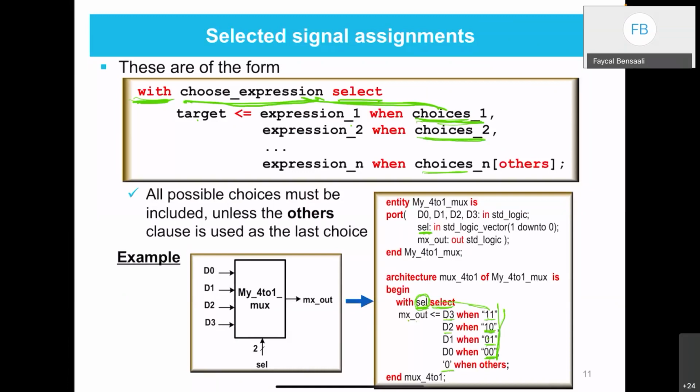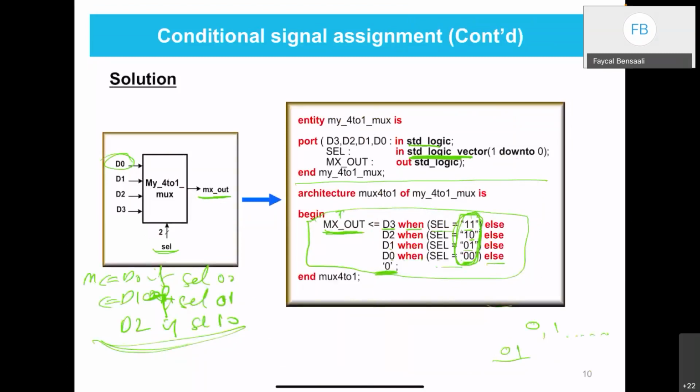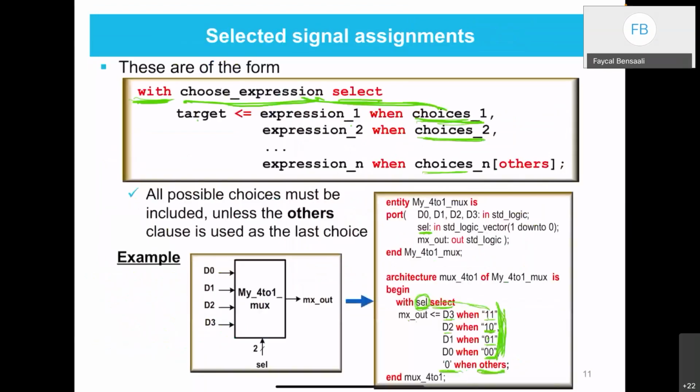Here, for the last one, I put 0 when others. So we can use the keyword others to say for all other remaining cases. If none of the above are true, then just assign 0 to the output. So this will be like the default one. Is this clear? Again, it's exactly doing the same thing, but with a different syntax. And this is another implementation of the multiplexer.